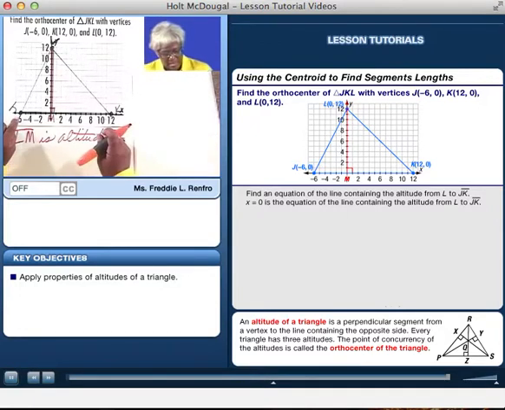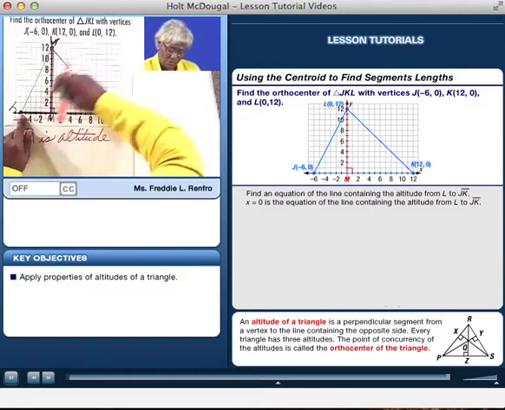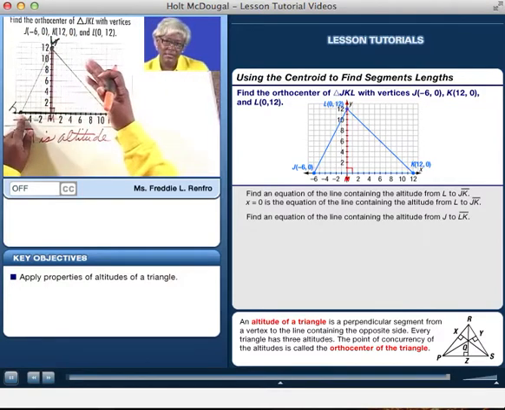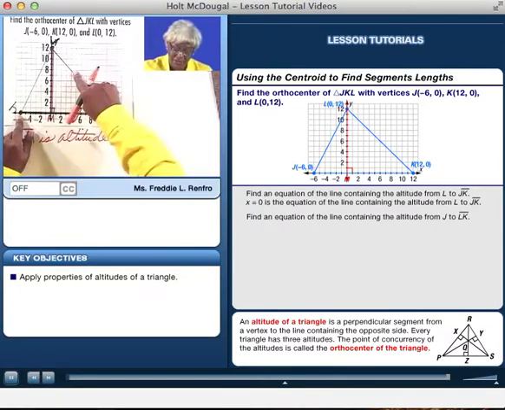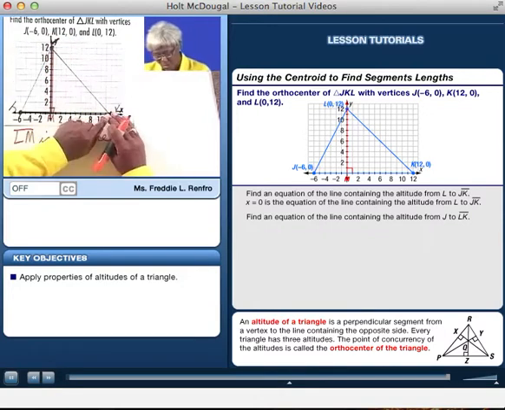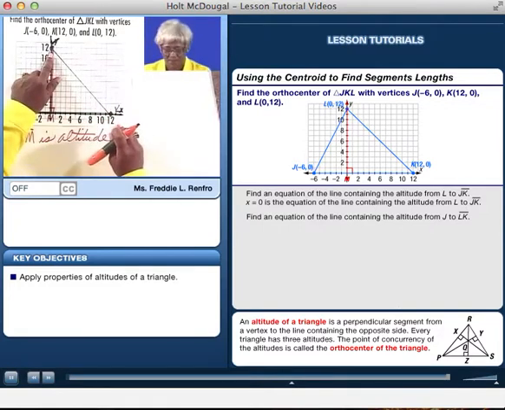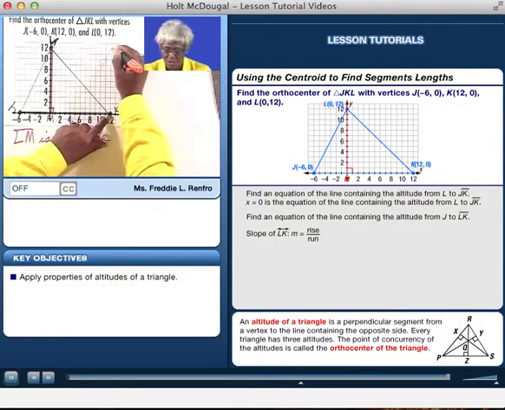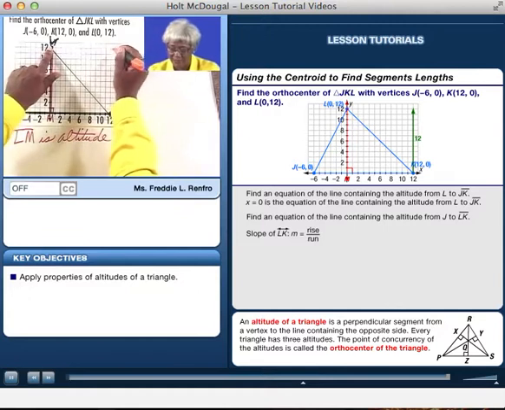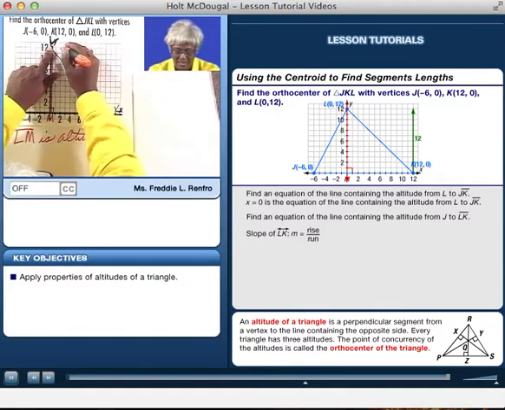Okay, that's better. One altitude, let's find another altitude. Let's see. I need a line segment from this vertex perpendicular to this opposite side. Well, if I knew the slope of this line, then I could find the slope of the altitude that's perpendicular to it. Can I figure out the slope of line segment LK? Well, the slope of this line segment is rise over run. I'm going to start at this point, which is 12, 0. I'm going to rise how many? 1, 2, 3, 4, 5, 6, 7, 8, 9, 10, 11, 12. And I'm going to run negative 1, 2, 3, 4, 5, 6, 7, 8, 9, 10, 11, 12.